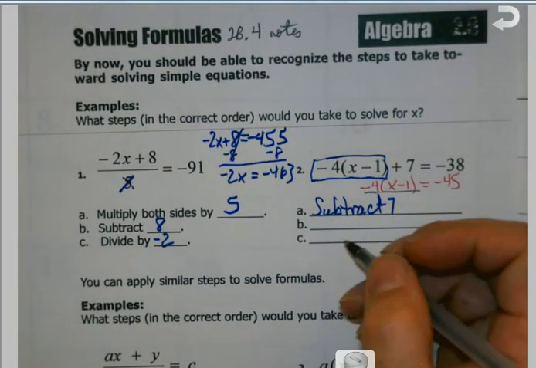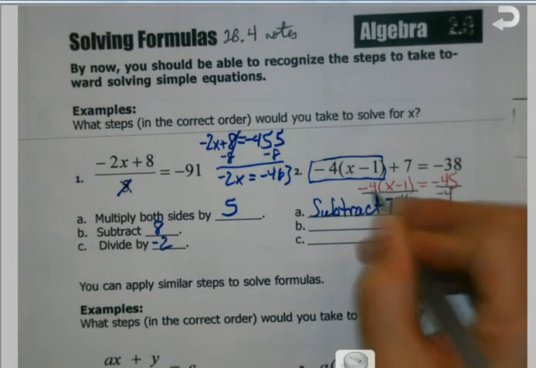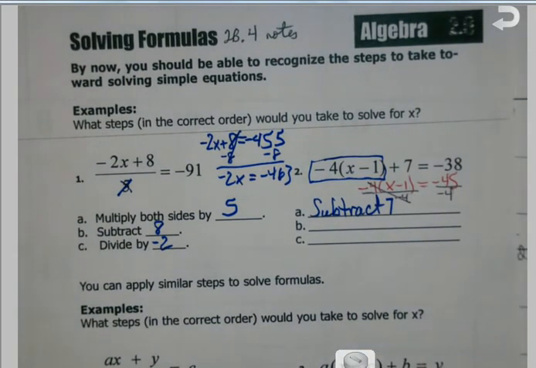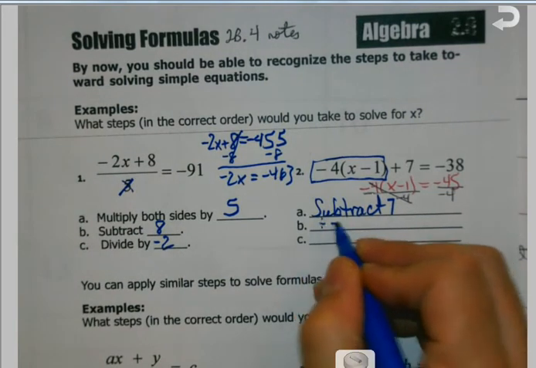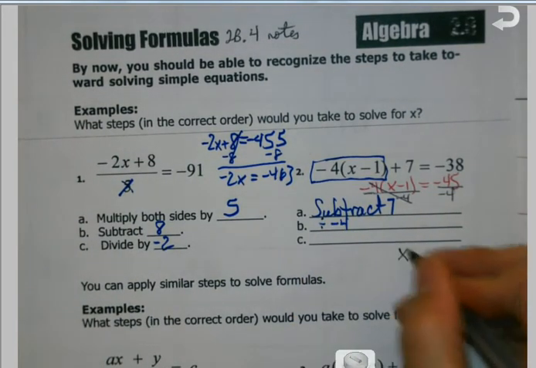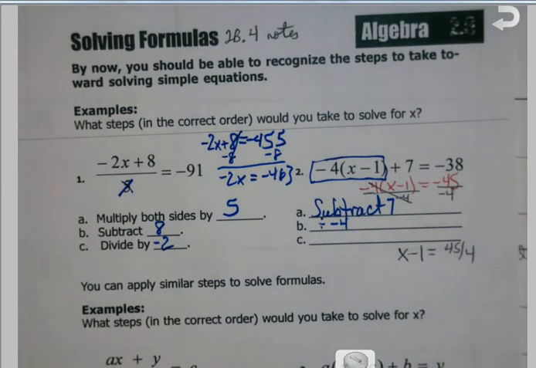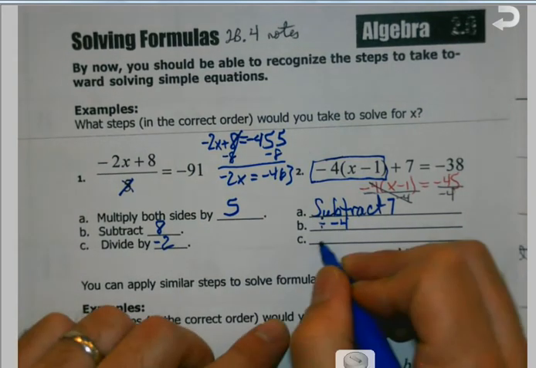Since I'm multiplying here by -4, I'm going to divide by the -4. Because if I divide by -4, notice all that's left with my x is the -1. And I know how to undo that. I just add 1.